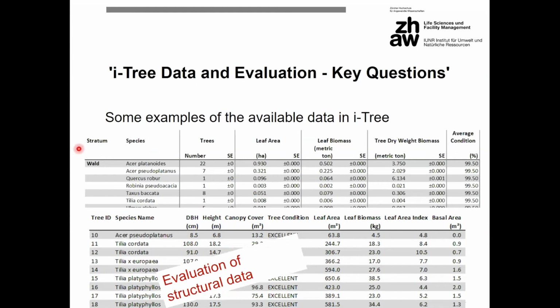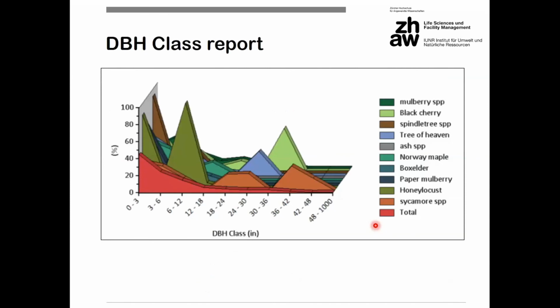So we have the stratum as well, which is bold. You can set up some strata to do comparisons between, for example, forest and parks, or for example, street 1 compared to street 2. So the stratum is also a very important tool within iTree. You can get a DBH class report as well.